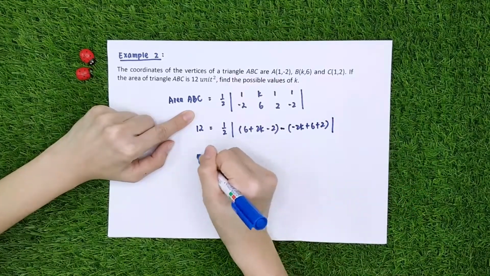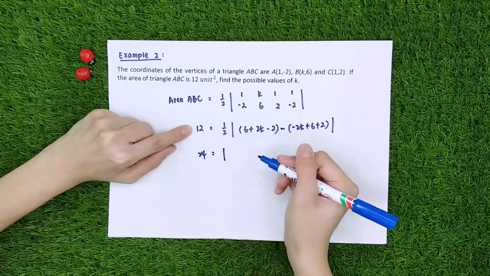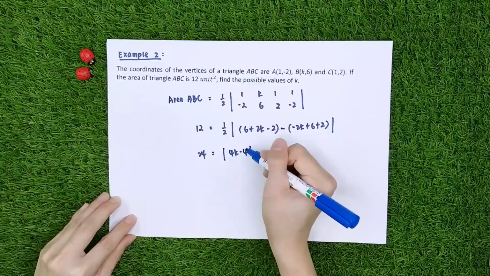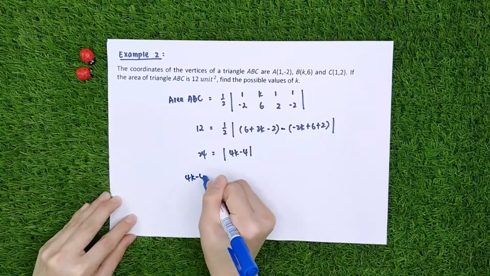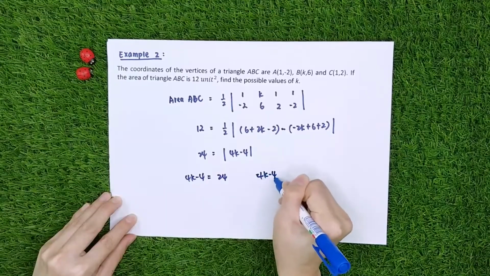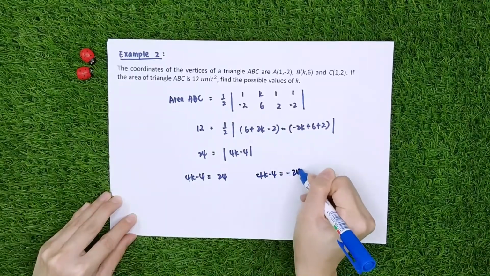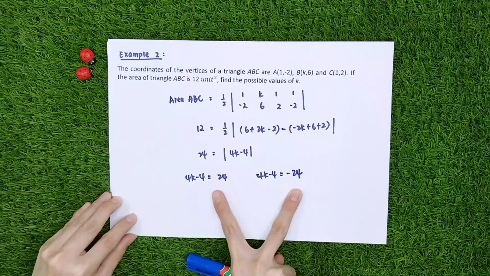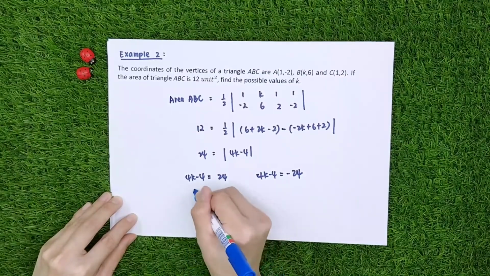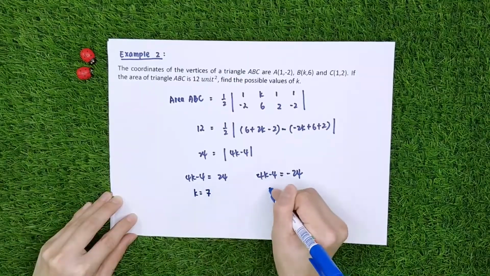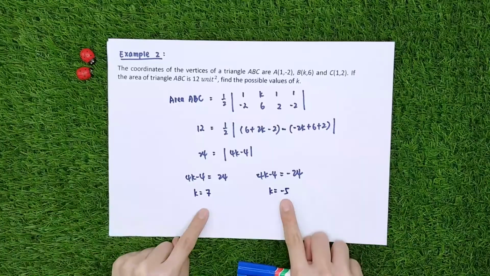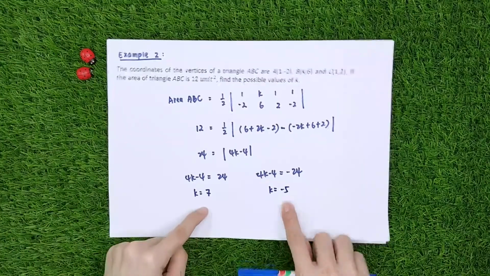Okay, so I will get 24 here and modulus 4k minus 4. Since it's a modulus, 4k minus 4 is equal to 24, or 4k minus 4 is equal to negative 24. They've got two possible conditions. So my k is equal to 7, or my k here is equal to negative 5. So I got two possible values of k.